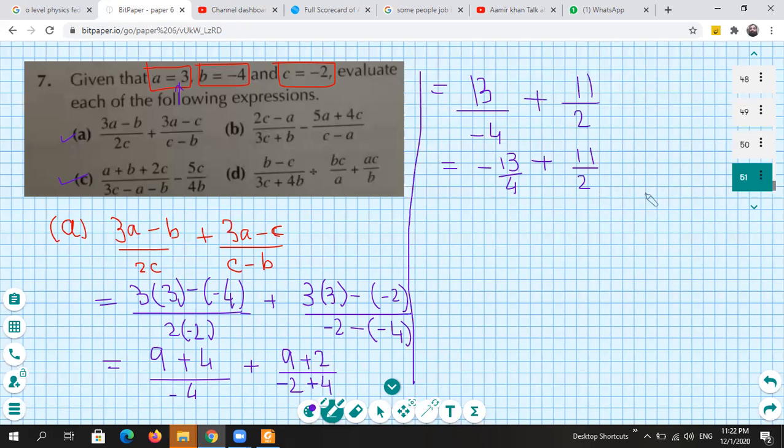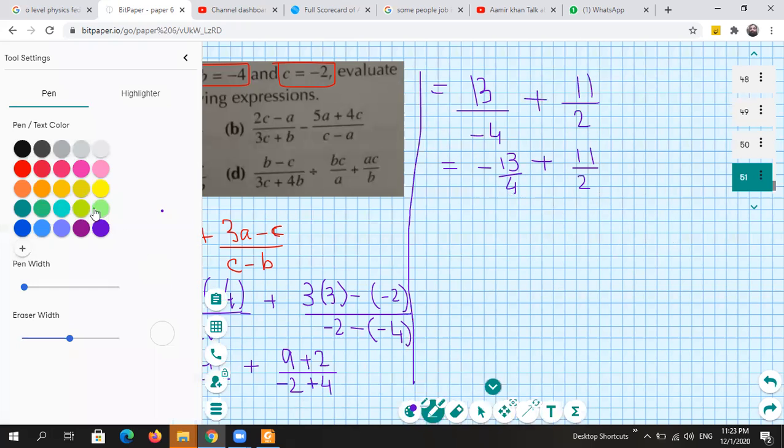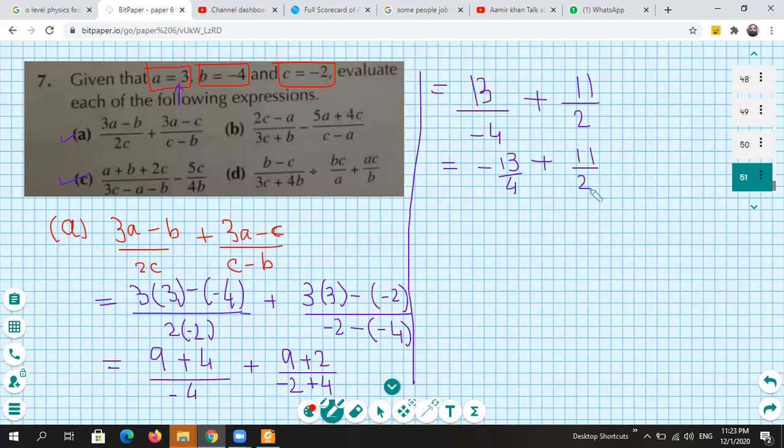So the denominators are different, 4 and 2. Their LCM will be 4. So I'm going to make denominator equals to LCM by just multiplying 2 with the denominator. Similarly, I have to multiply the same number with the numerator as well. Whereas this is 4 already, so no need to multiply it with any number. So 2 4s are 4.